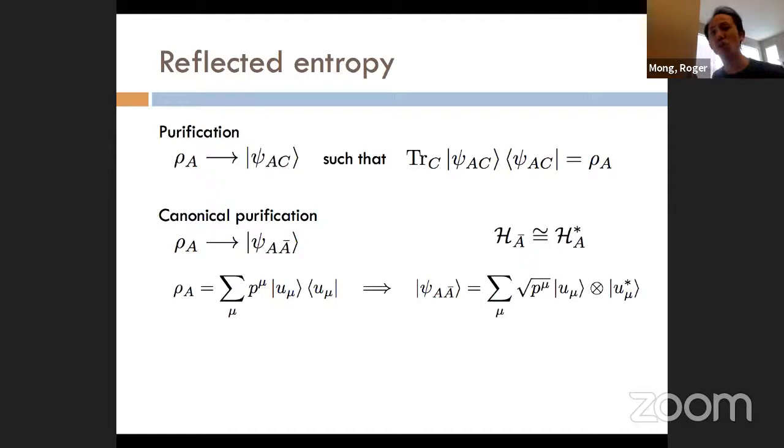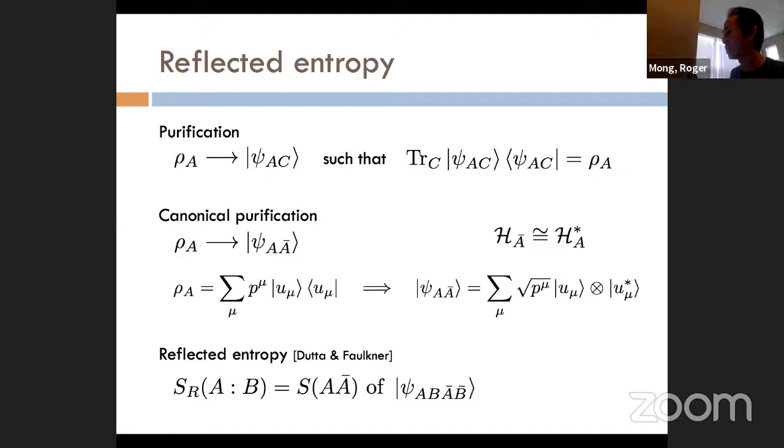All right, so the reflected entropy, which was introduced recently, is defined for an AB subsystem. What you do is you take the density matrix rho AB, and then you canonically purify it. That means A gets doubled, B gets doubled. And then in the canonically purified system, you look at the entanglement entropy of AA bar. So this is the definition of the reflected entropy.